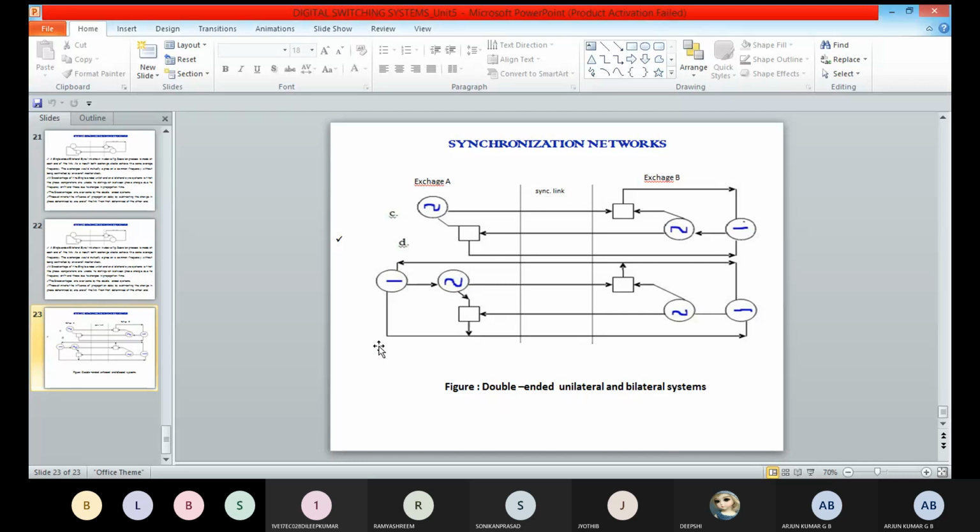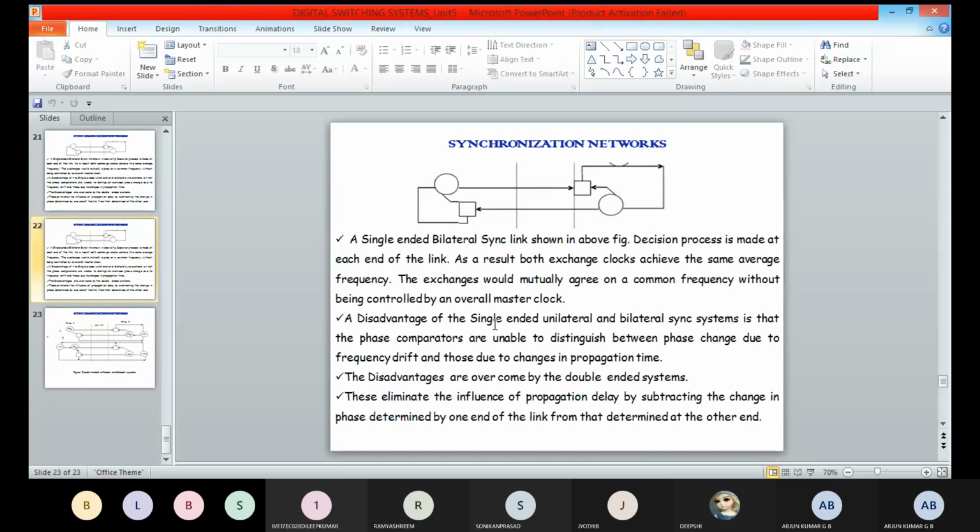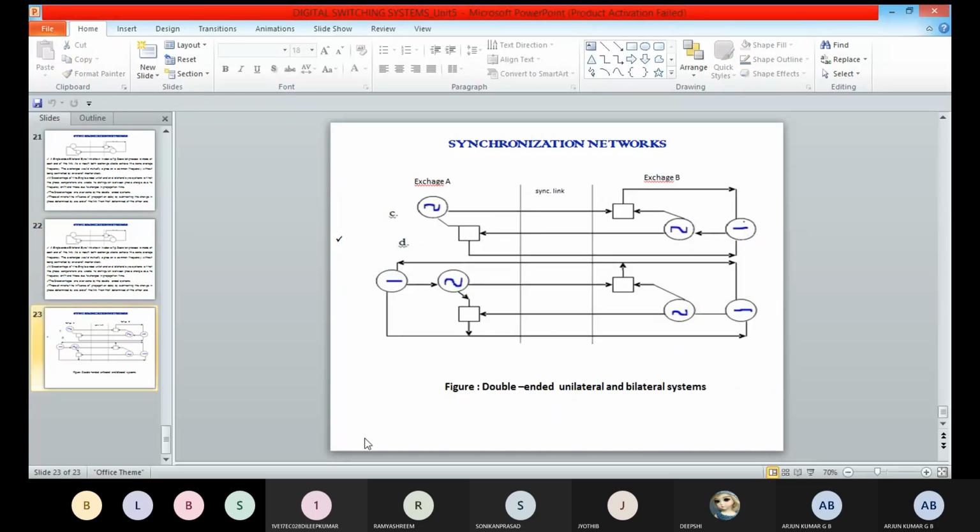Okay, similarly, in case of a unilateral network, this channel is needed in only one direction. For a bilateral network, again a signaling channel is needed in each direction. You can see it in the figure also, the last figure.